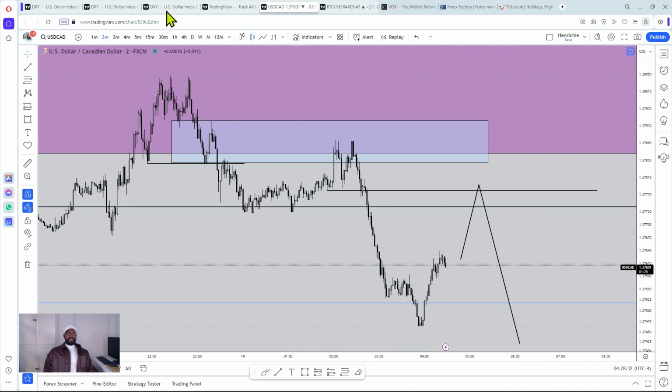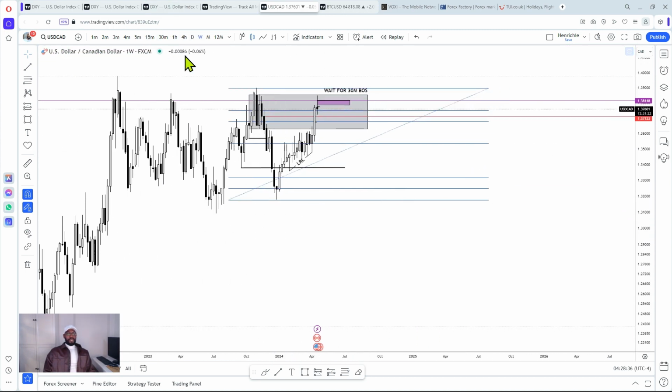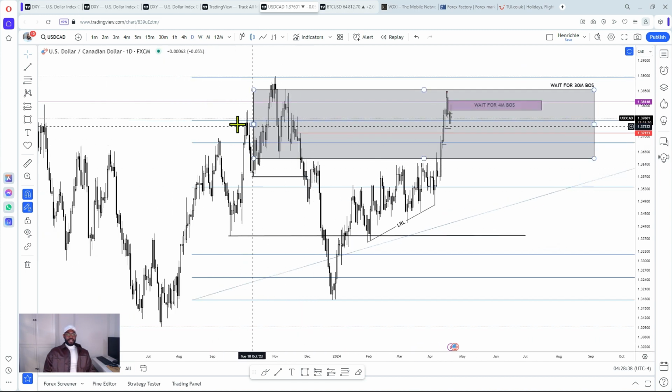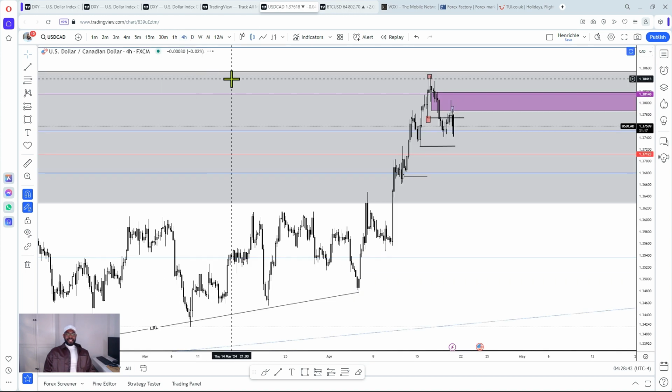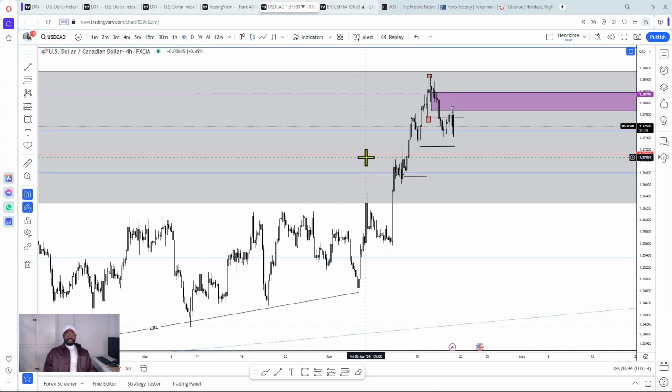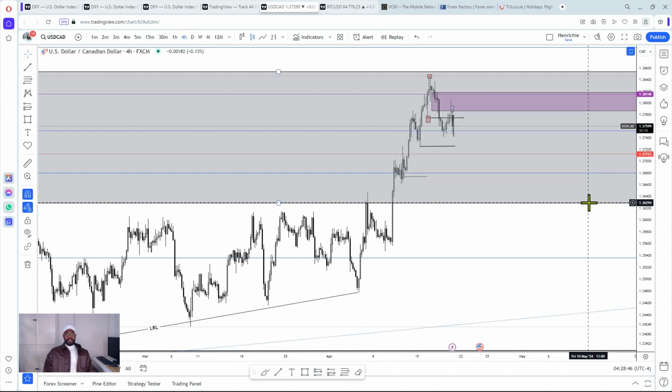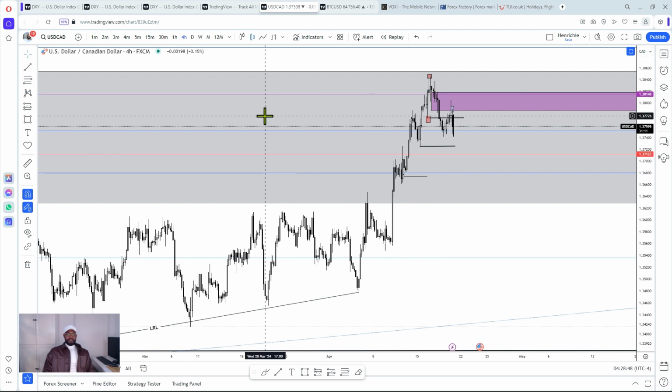So I'm still very bearish on USD CAD, in as much as I don't like how price came very close to the extreme levels before breaking that structure. I really don't like that. And that is why I'm just staying on the sidelines for USD CAD. I'm not going to trade it for now.